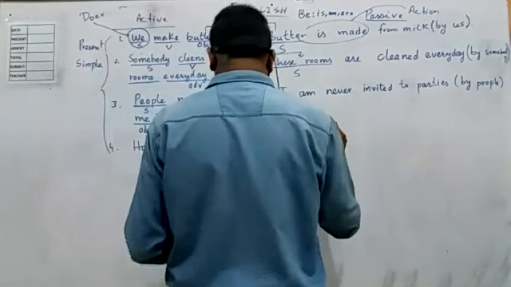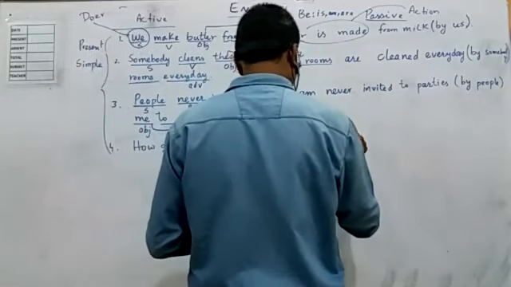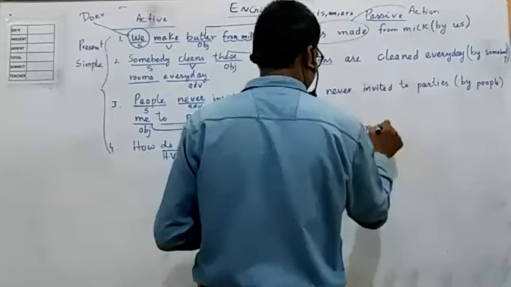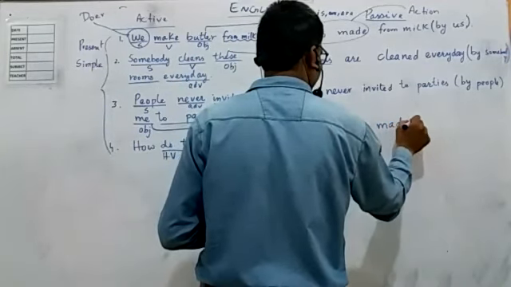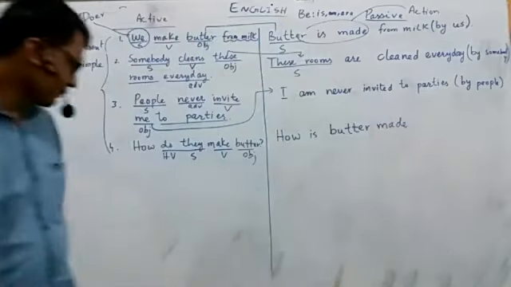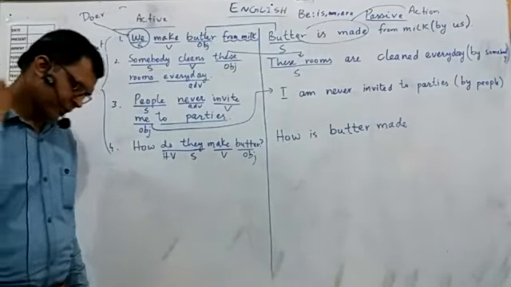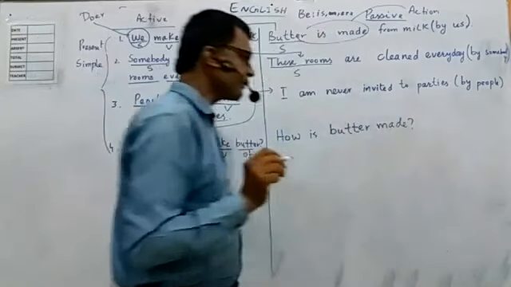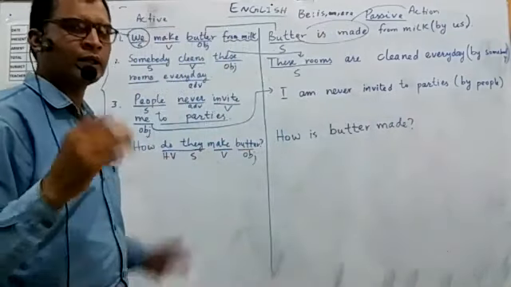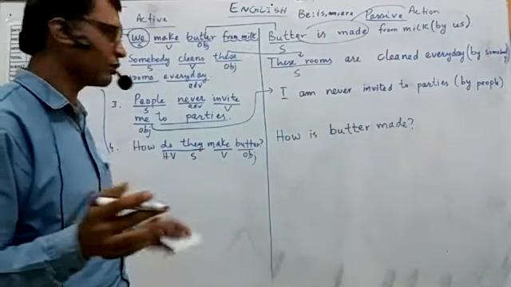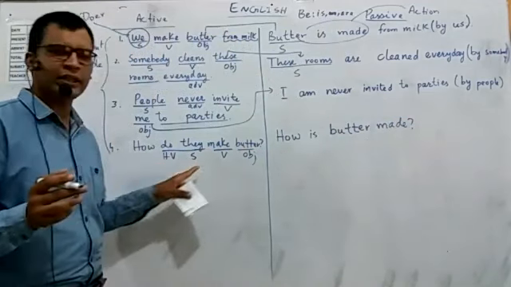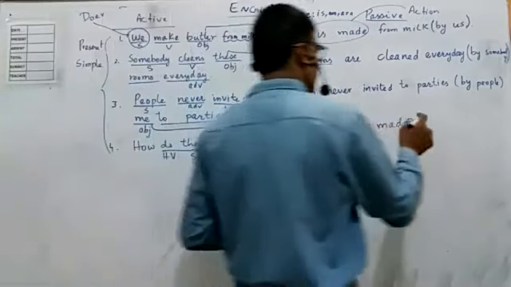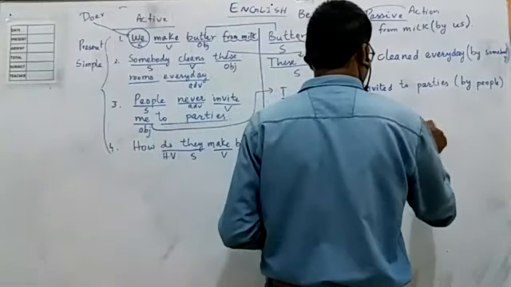Now "make" is there with the third form. How is butter made? This can stop here. How is butter made? The process we are talking about, the action we are talking about. How do they make butter? Here, the doer is important. Here, the action is important.